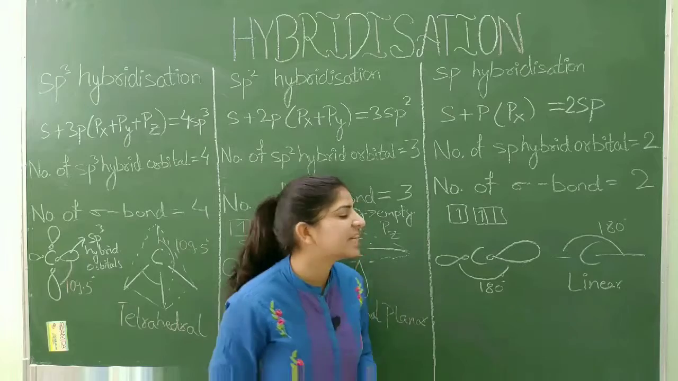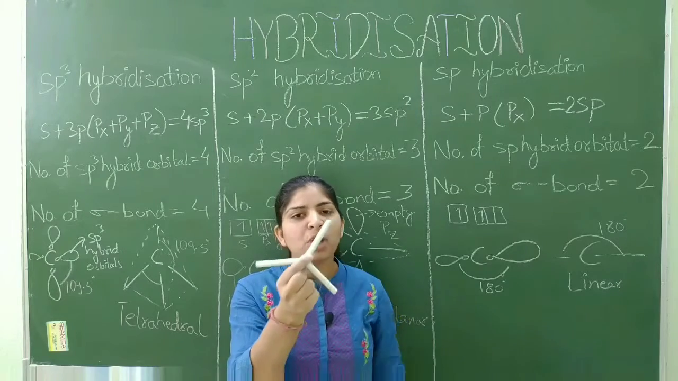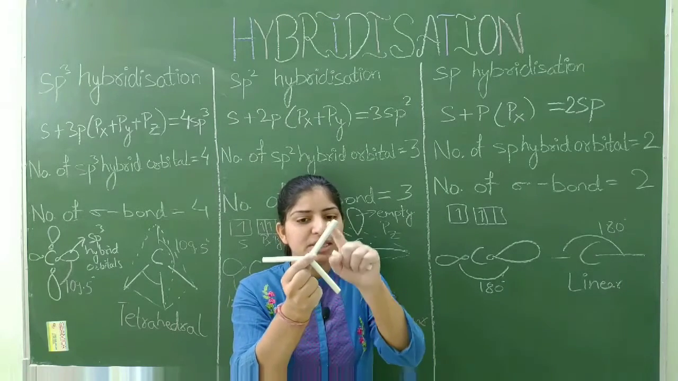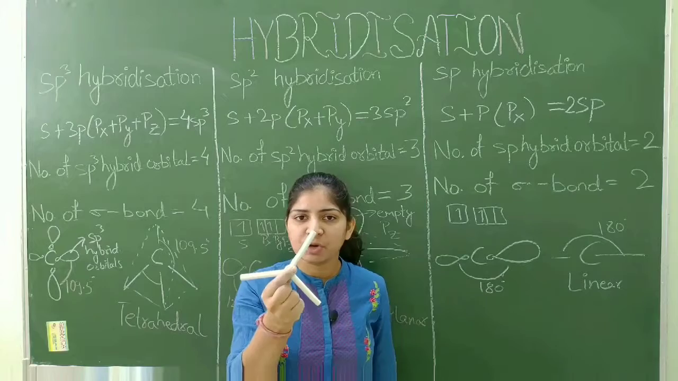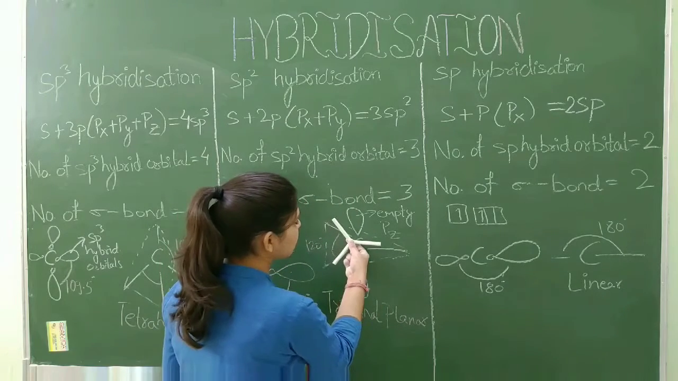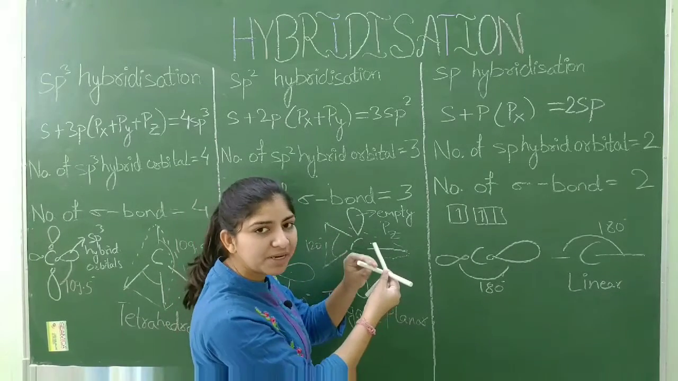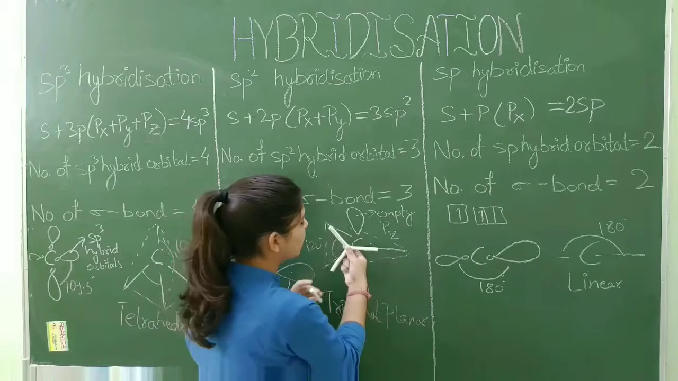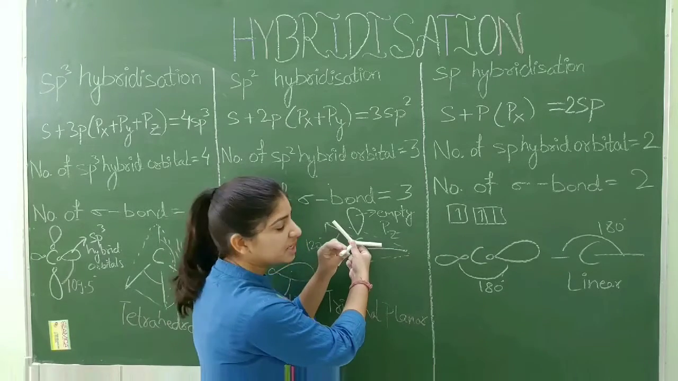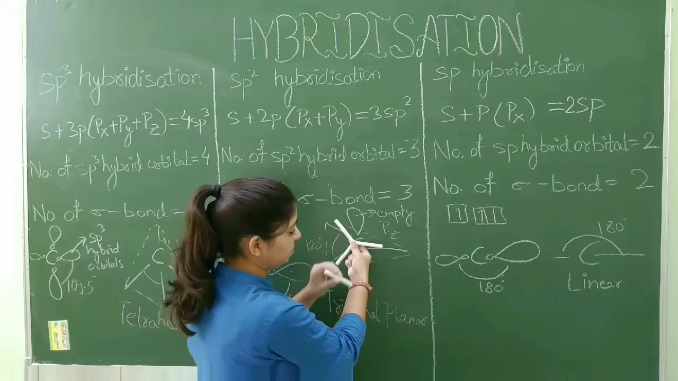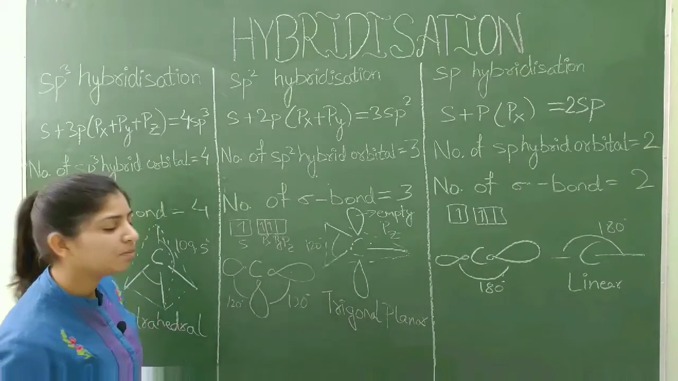Now in sp2 hybridization, 3 hybrid orbitals are forming and the bond angle between 2 hybrid orbitals is 120 degrees. Similarly between these 2 hybrid orbitals and similarly between these 2 hybrid orbitals, and these are 3 hybrid orbitals and pz is placed perpendicular to the sp2 plane. These 3 are present in the sp2 plane and this is pz which is placed perpendicular to the sp2 plane. Okay, so the geometry is trigonal planar.